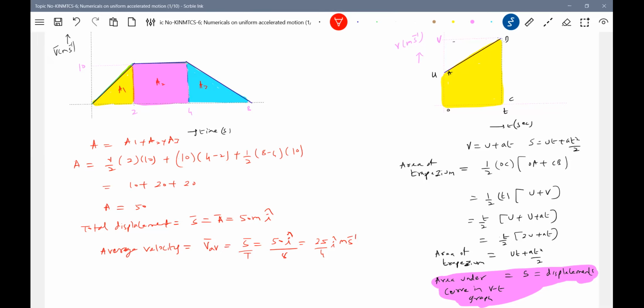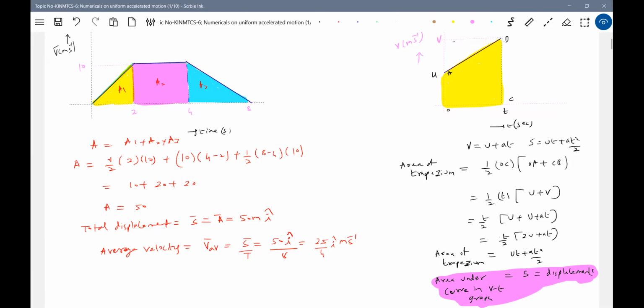See, so much information is available. In a VT graph, the area under the curve is equal to displacement. This much we know. Then if you know displacement, what can you calculate? Average velocity you can calculate. Then can we calculate any other information? Say I want to know the acceleration at 1.